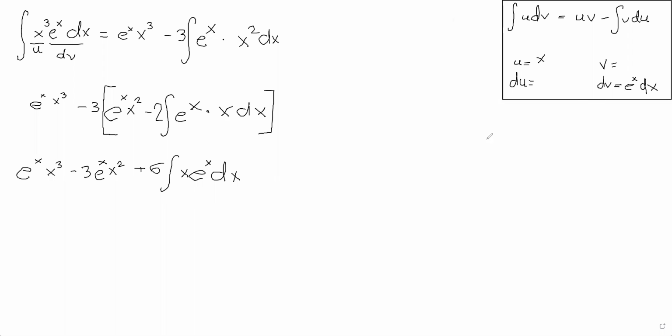Next up, we want to take the derivative of x to get du. The derivative of x is just 1, so that's going to turn into 1 dx. The antiderivative of e to the x is still just going to be e to the x. So let's substitute in everything.